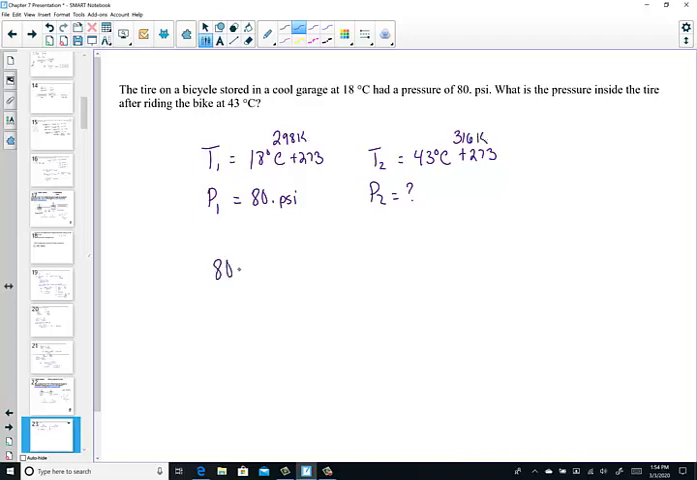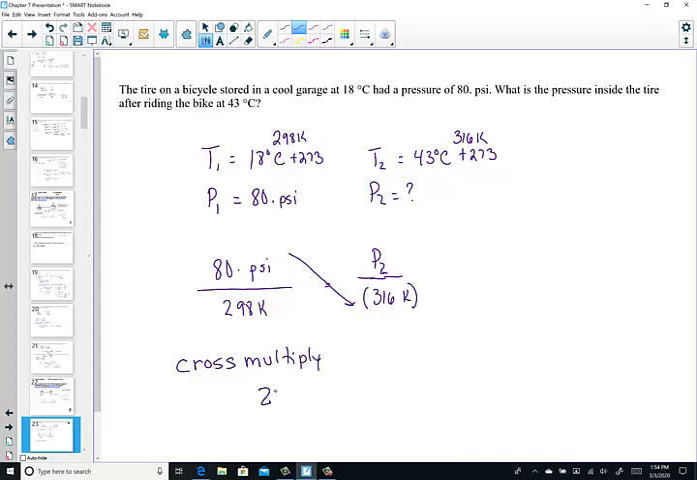So my 80 psi set over the first temperature of 298 Kelvin will be equal to the new pressure we're solving for, set over the 316 Kelvin units. Now we warmed it up. I expect the pressure to increase. As I warm up a gas and it's not allowed to expand in its container, the pressure will rise. Remember, cross multiply the side without the variable first.